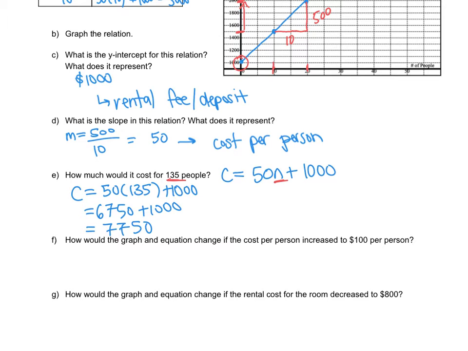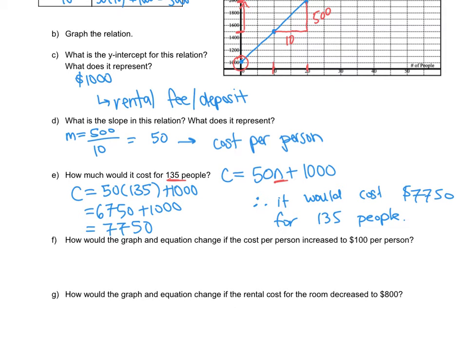Because this was a word problem, we do have to write our therefore statement. So therefore, it would cost $7,750 for 135 people.